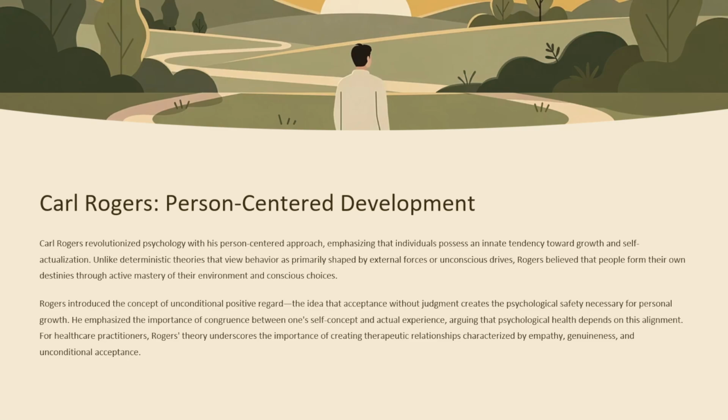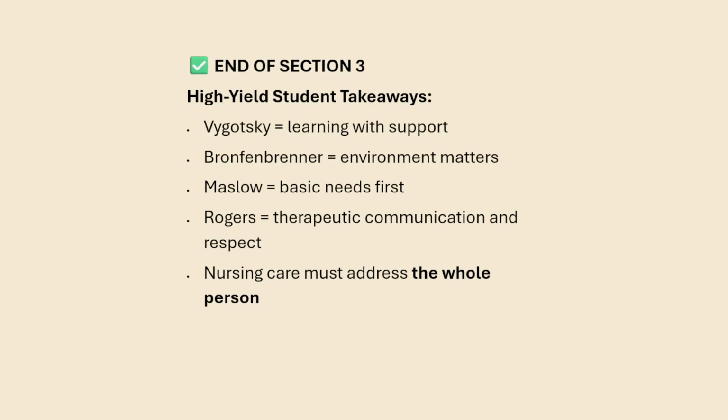Okay, now when we combine these theories that we've talked about so far, we get a powerful nursing approach. We consider the patient's environment, culture, support systems, and basic needs, while also treating them as a whole person with goals, values, and potential. This is what patient centered care really looks like.